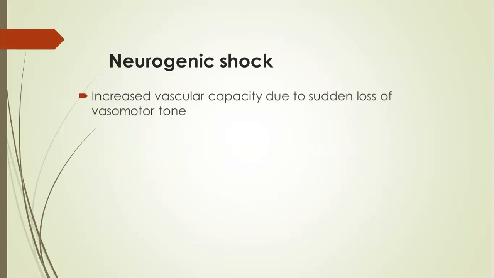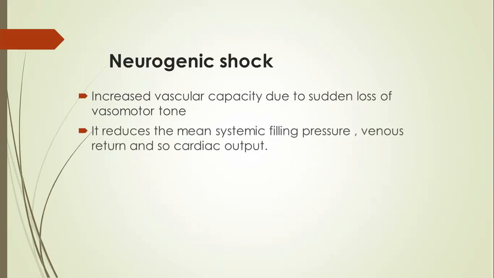Then, one important shock we are going to see is neurogenic shock. Now, what happens in this neurogenic shock? Normally, there is a normal vasoconstriction, which is known as vasomotor tone, inside our body. But this vasomotor tone will be lost, and due to that there is an increased vascular capacity. So the capacity of the vessels will be increased. This occurs suddenly, and that reduces the arterial pressure, the venous return is also decreased, and the cardiac output is also decreased due to the loss of vascular tone.